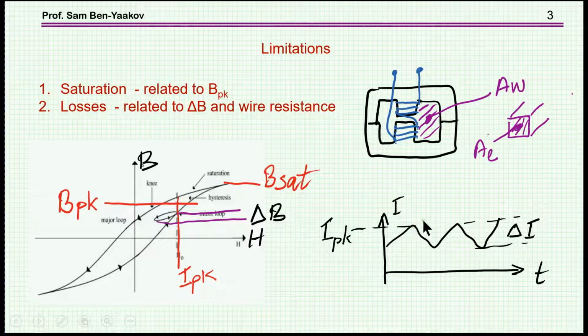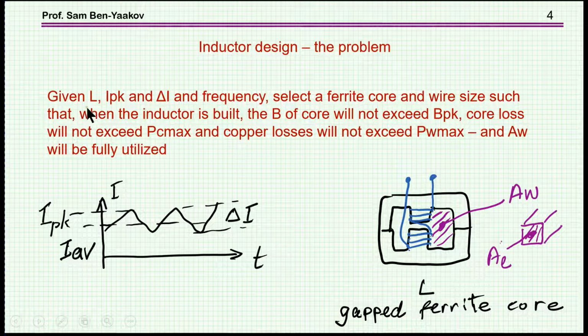So we do have this information about how this core, or this inductor, is supposed to work, and we have to worry about these two very basic limitations. Now usually we are given the inductance, the peak value, the delta I, the ripple of the current of the inductor, and the frequency. This is from the design of the inverter or converter or whatever circuit we are working in. I'm mainly talking about switch mode converters and resonance.